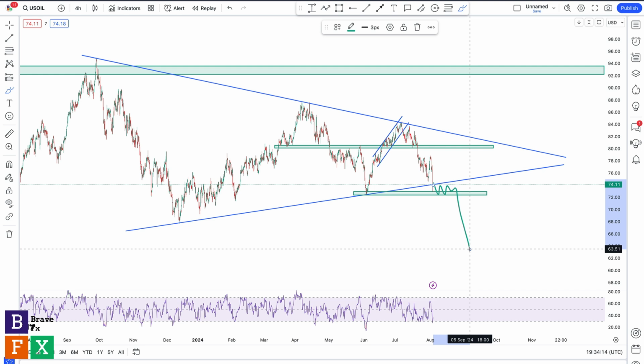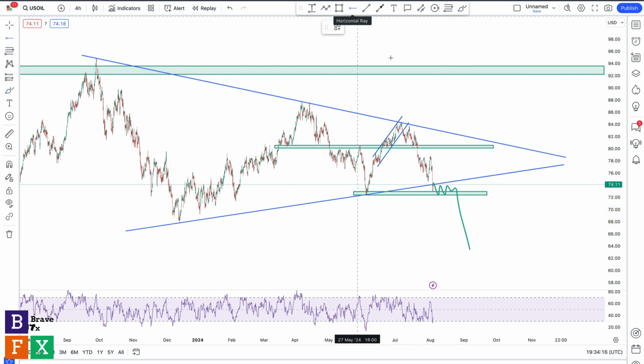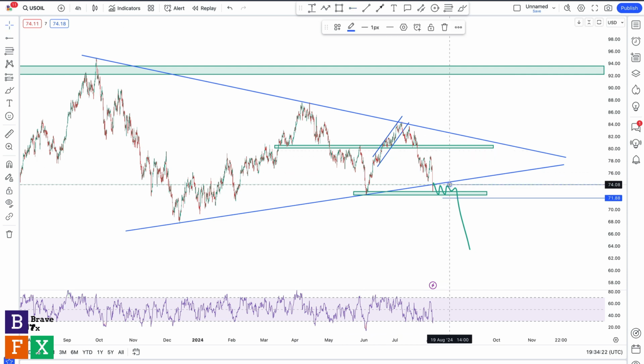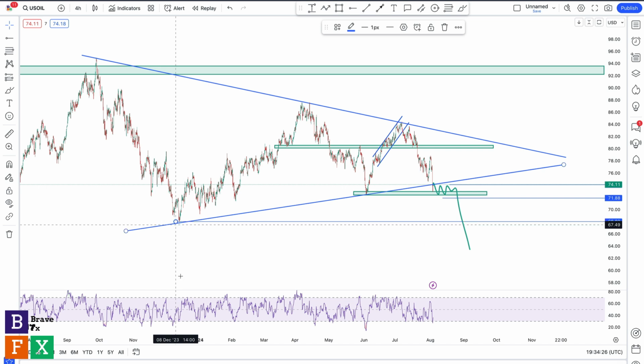So if this happens, your entry could easily be below the breakout. Stop loss could easily be above the consolidation, at least of the breakout. Take profit target just simply at its lows, and if it goes below, you can trade the rest of the positions as we go lower. So this is my bearish case scenario for crude oil right now.